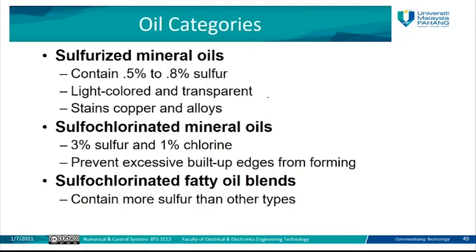And here are the oil categories. They depend more on the chemical construction, light color, stain cover, and alloys. I mean, this is more on the chemical features of this oil, actually, just to show the different types of oil categories that are used with the coolant in the CNC system. So it shows the percentage of sulfur and the percentage of chlorine. It's more on the chemical composition. You are not required to go in depth on these things.